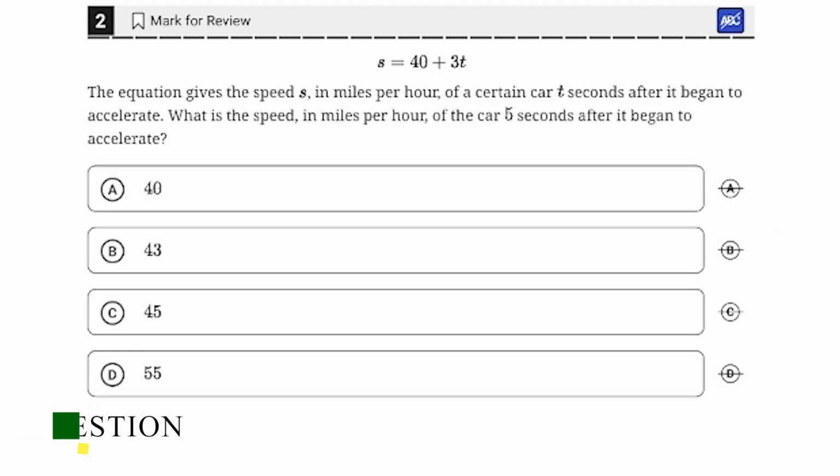The equation gives the speed s in miles per hour for a certain car t seconds after it began to accelerate. What is the speed in miles per hour of the car 5 seconds after it began to accelerate? Well, if t is 5, then it's simply 3 times 5, 15, plus 40 is 55.